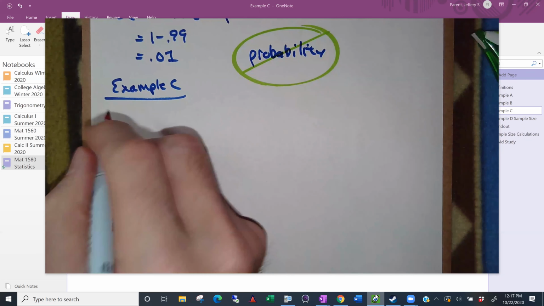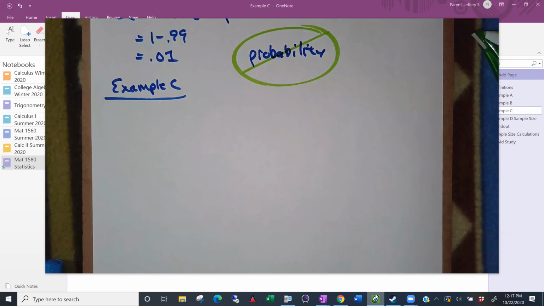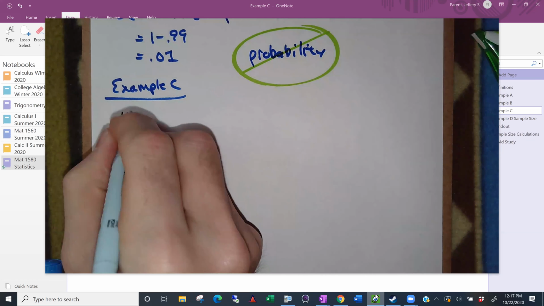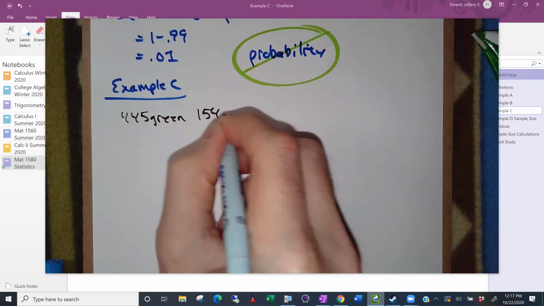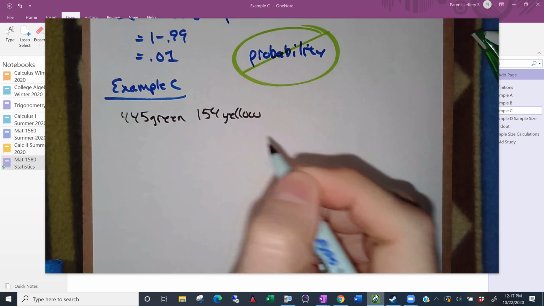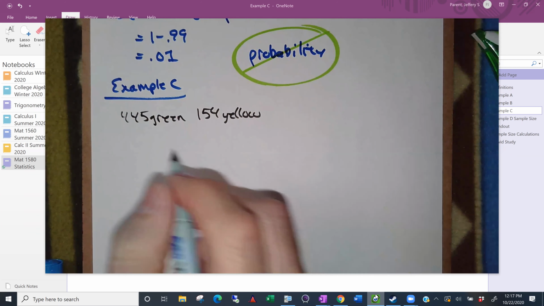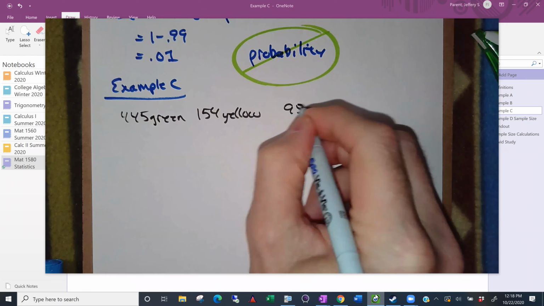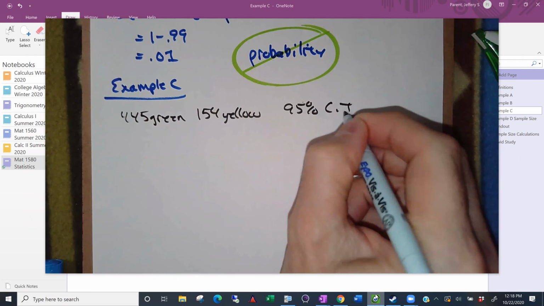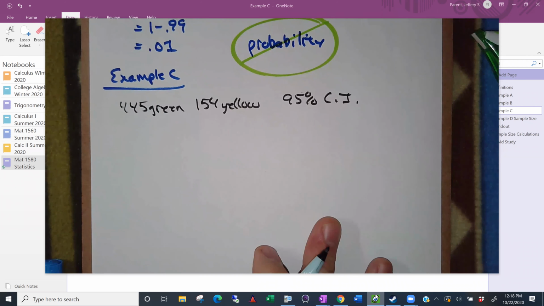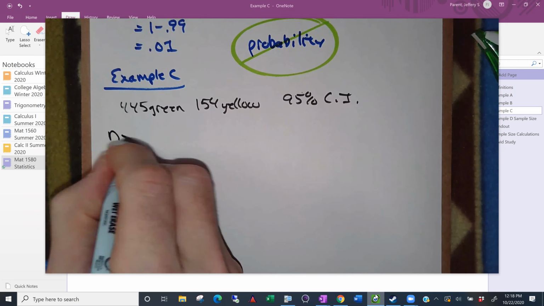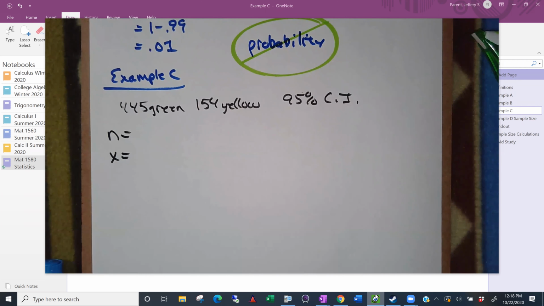We've got 445 green peas and 154 yellow peas. And we want a 95% confidence interval. Okay. Well, I need to know what n and x are. What's n for us? 445?